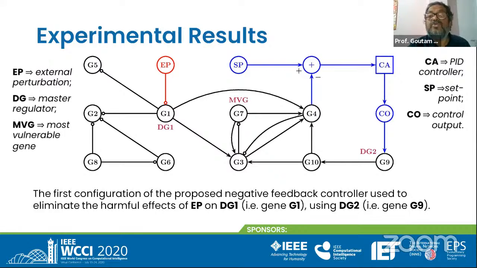CO means control action. Control action means the controller will calculate the amount of protein, which can either upregulate or downregulate G9, to be injected into the blood so that G9 becomes activated, and this activation of G9 will do the corrective action on G4.